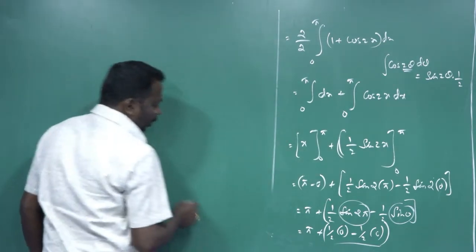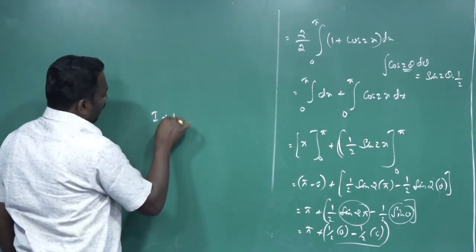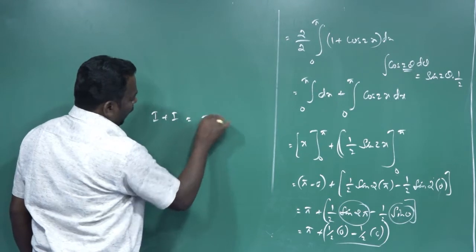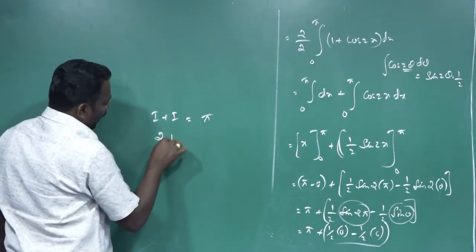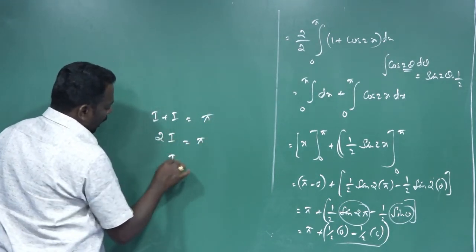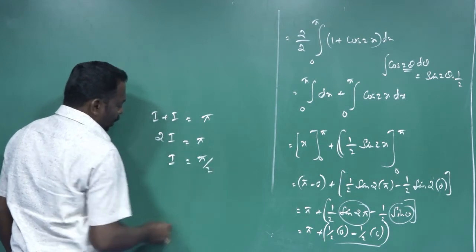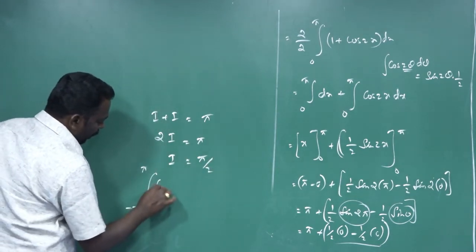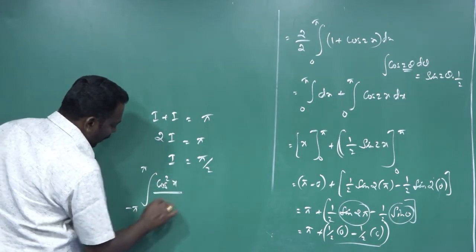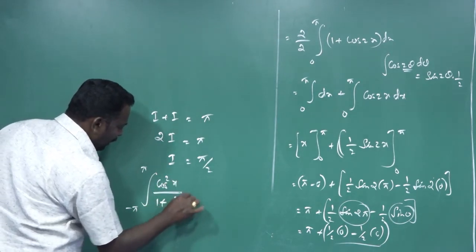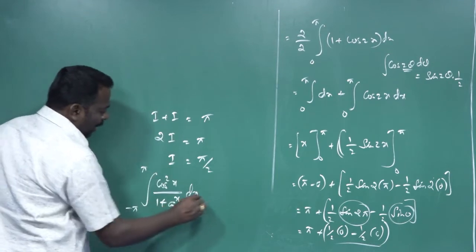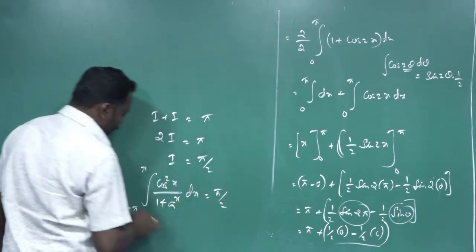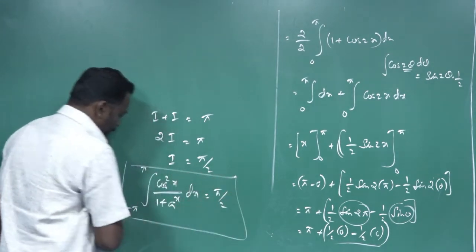Therefore the left hand side is I plus I, that is equal to pi. Therefore 2I is equal to pi, then I is equal to pi by 2. I is the integral from minus pi by 2 to plus pi by 2 of cos square x by 1 plus a power x dx, that is called the I value, that is equal to pi by 2. This is called the final simplification.